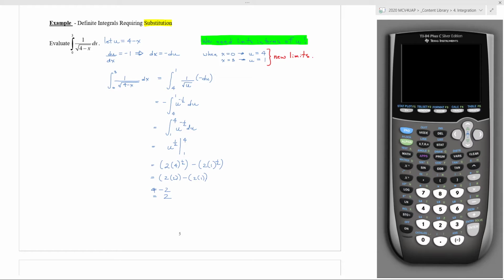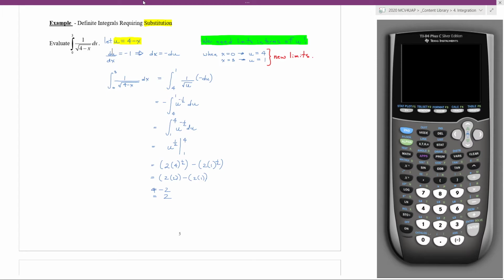So how did I get that? Well, I got that by using my definition for u. So I'm going to use this u equals 4 minus x to get my new limits. So my original limit, 0, when x was 0, if I sub that into my expression for u, I would get that u is now going to be equal to 4.